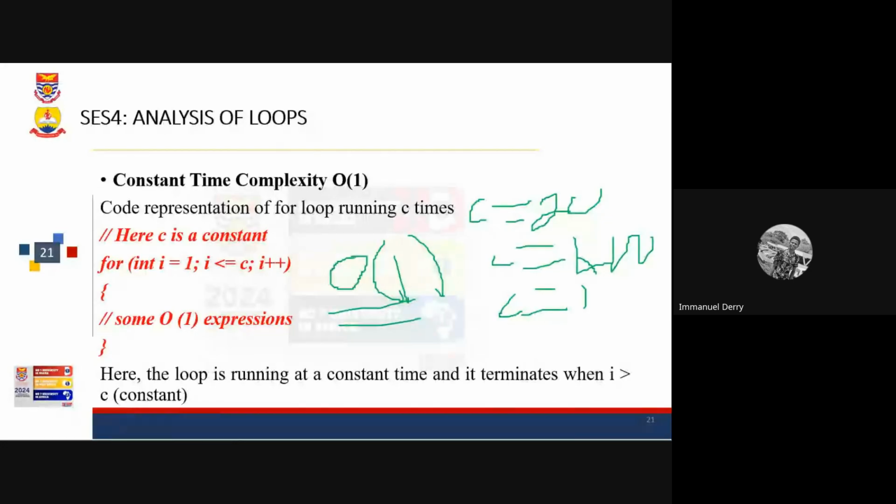Please, are we clear? So maybe in the exam or anywhere at all, we can write this particular for loop here and ask you to determine whether this is a constant time operation or it is not.